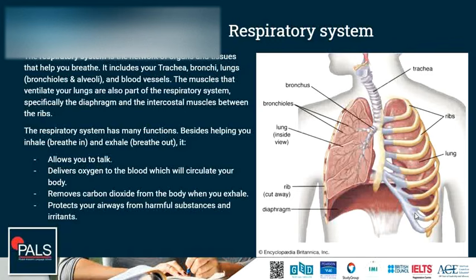The respiratory system has many functions. Besides helping you to inhale and exhale, it allows you to talk, delivers oxygen to the blood, which will circulate your body. It removes carbon dioxide from the body when you exhale, and it protects your airways from harmful substances and irritants.